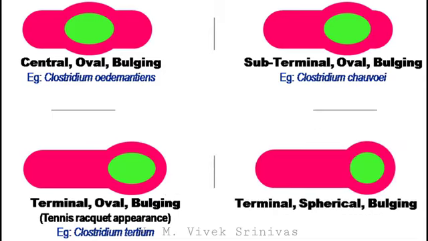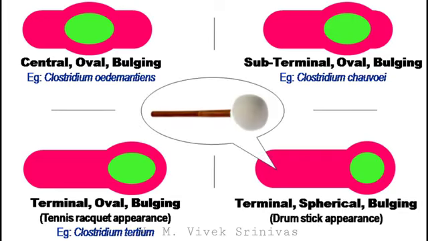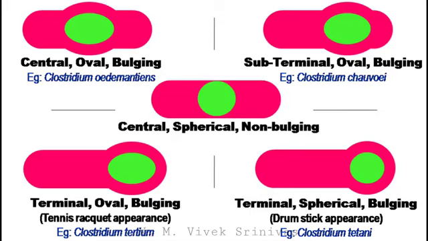Next, the terminal, spherical, bulging spore. It gives the appearance of the drumstick. The example is the Clostridium tetani. And lastly, the central, spherical, non-bulging spore. The example is the Bacillus anthracis, the causative agent of the anthrax. So, by Schaeffer and Fulton staining technique, we can stain and identify different types of the bacterial endospore.